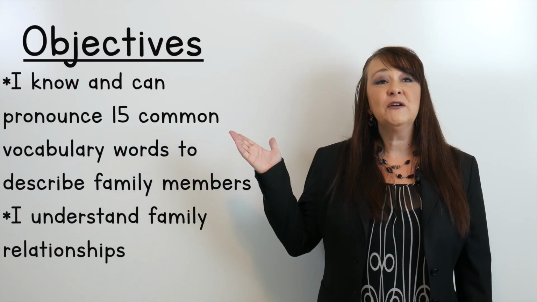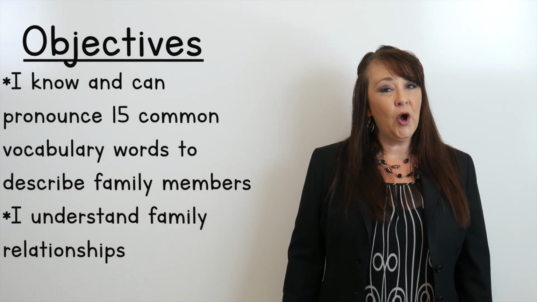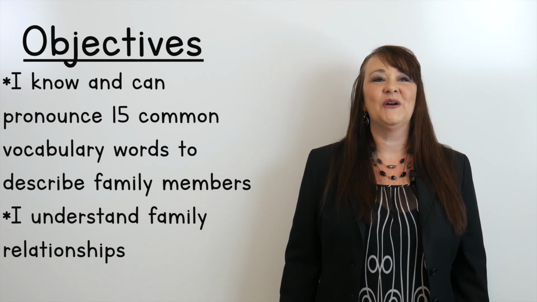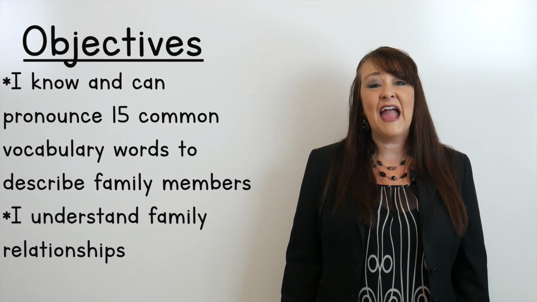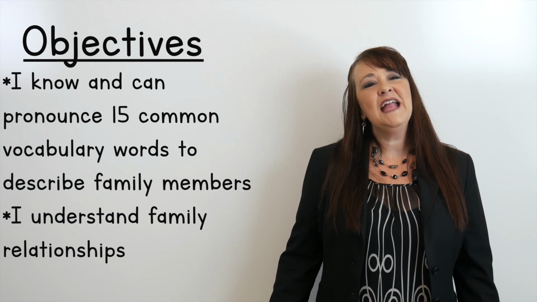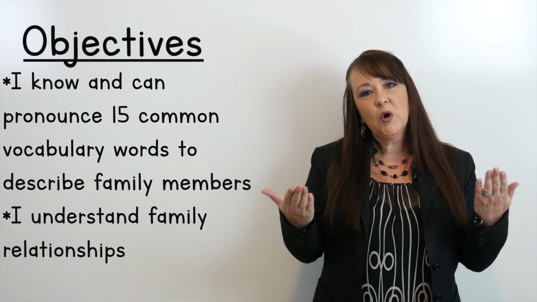Today's lesson is the first lesson in our unit about family. Let's go ahead and look at the lesson objectives for today. The first objective says, I know and can pronounce 15 common vocabulary words to describe family members. The second objective says, I understand family relationships. So let's go ahead and look at the vocabulary for today's lesson.